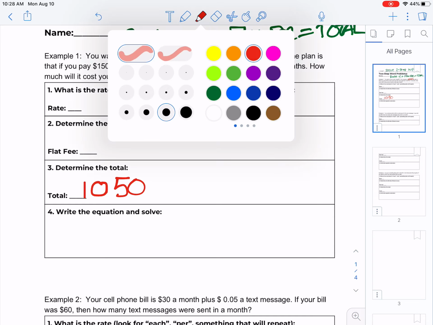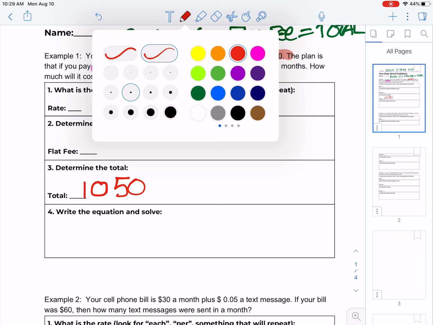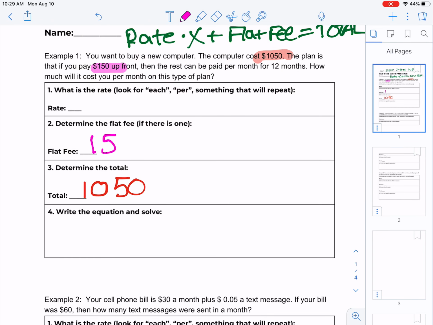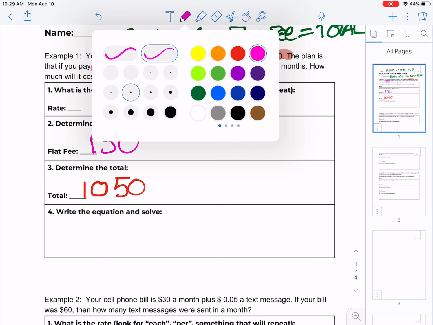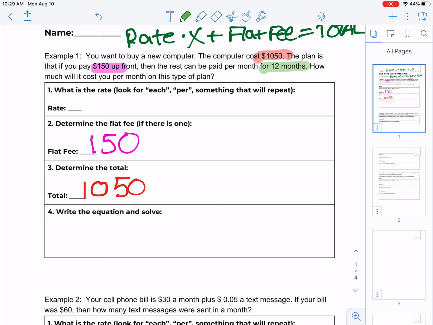A key to determine the difference between your flat fee and your rate is that your rate is always going to have words like each or per. It's something that happens more than once. But your flat fee is something that only happens one time. So our flat fee is going to be the $150 that we pay up front. We do not have to pay that fee more than once. We only pay it one time. That is our flat fee. The reason why $12 is our rate is because it's $12 per month.